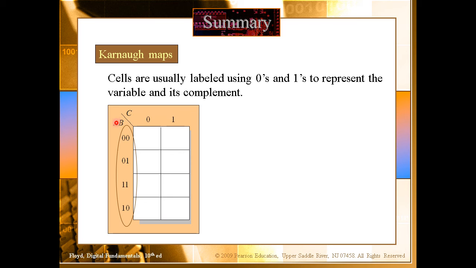And for AB, we can have 0, 0, we can have 0, 1, we can have 1, 1, we can have 1, 0, right? All combinations. Now, if you look carefully, these are something like binary numbers, right? So this is binary 0. This is binary 1, right? This is binary 3, and then this is binary 2.